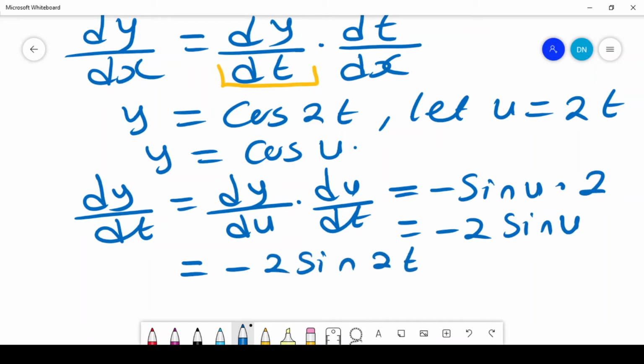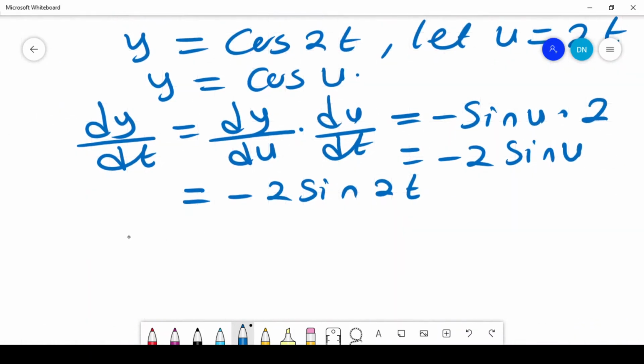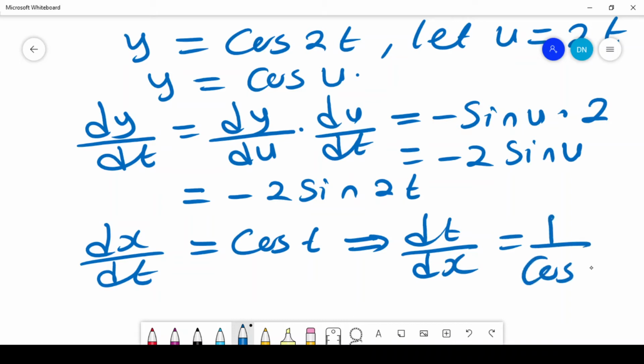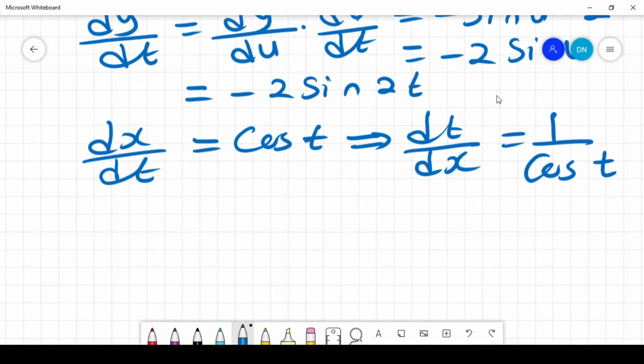What about dt dx? Remember, what you have been given is x equals sine t. So the first thing is I'll have to look for dx dt. The first derivative of x with respect to t is cos t. And therefore, dt over dx is 1 over cos t. I just get the reciprocal of the value that we got.